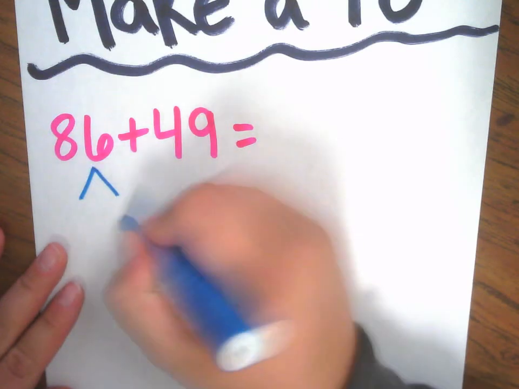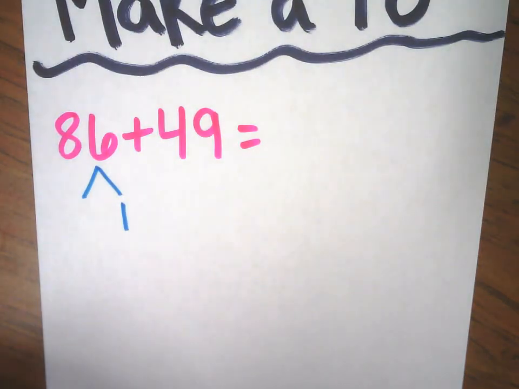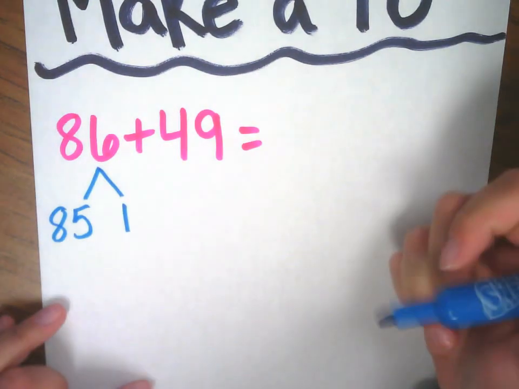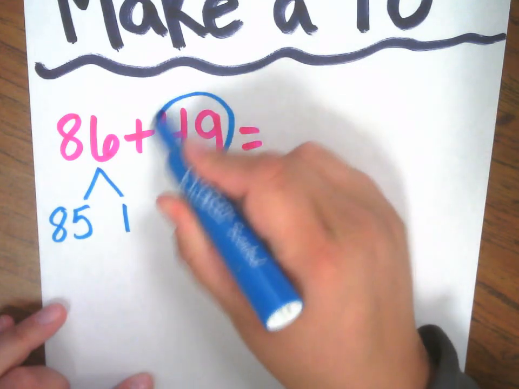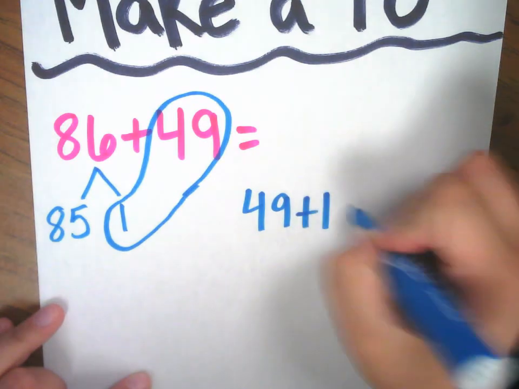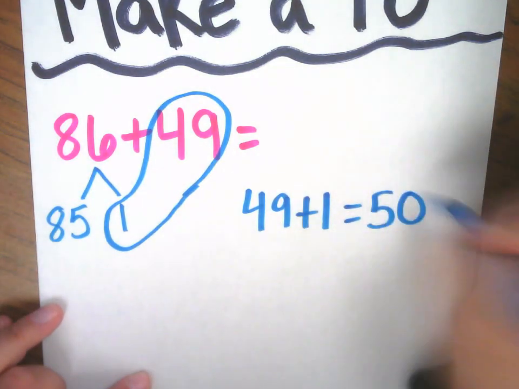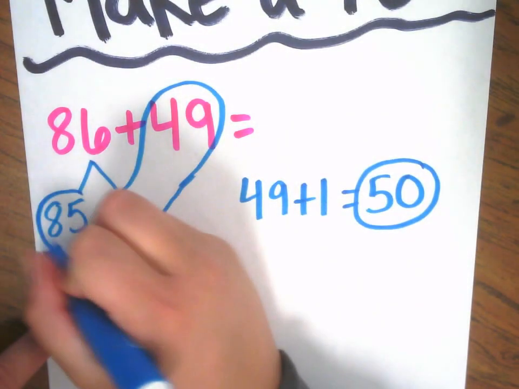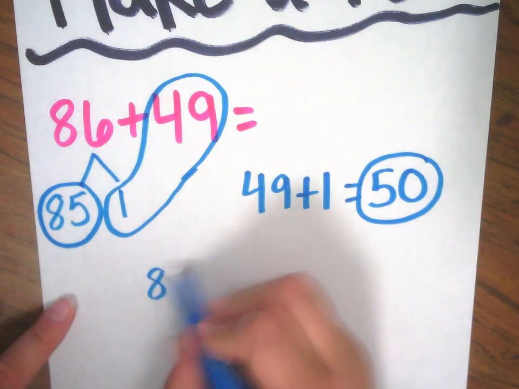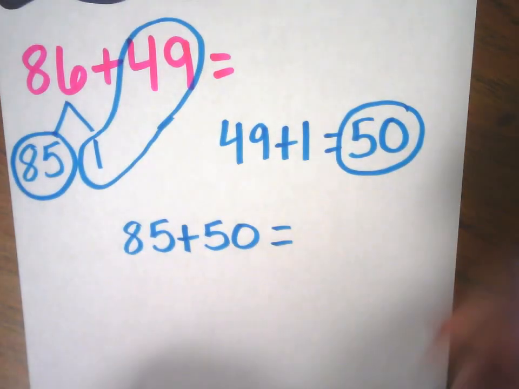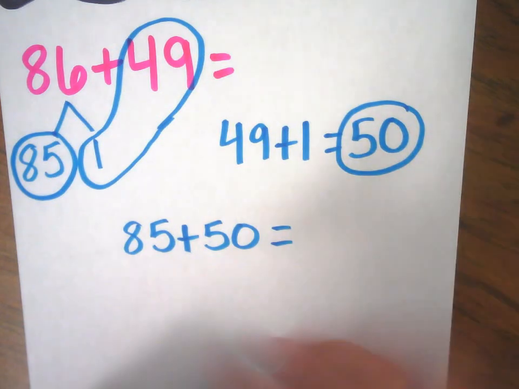So I'm going to take 1 out of that number, and what do I have left? I have 85 left. Then I'm going to take 49, this big 49, and this 1, and I'm going to add those together. So 49 plus 1 equals 50. And then I'm going to take 50 and 85, and I'm going to add those together. 85 plus 50 equals something. Now, usually when we do mental math, I talk it through with the kids.